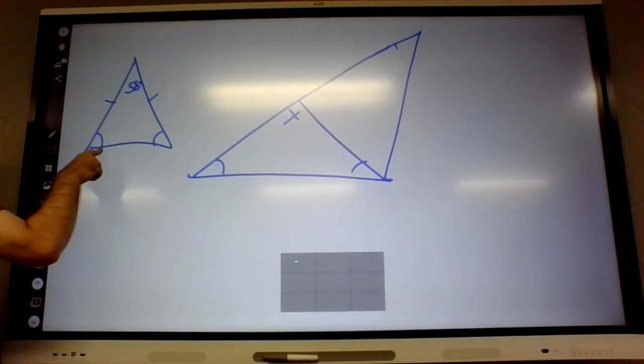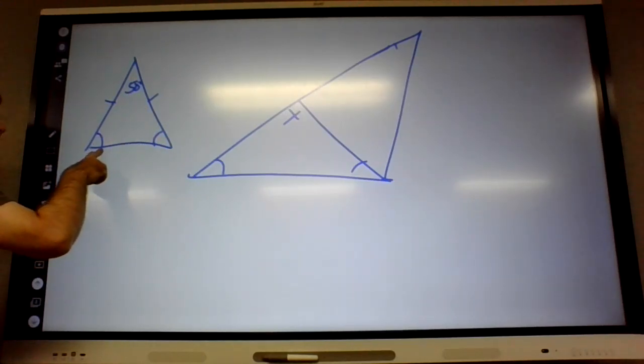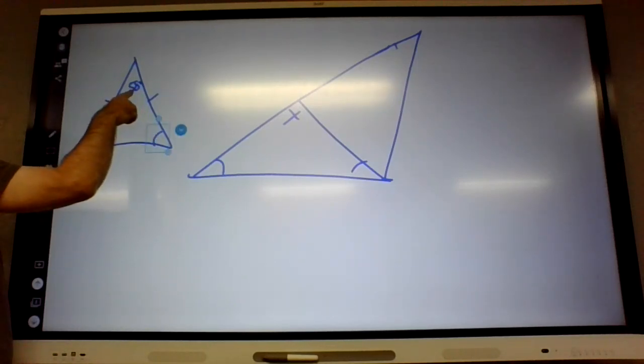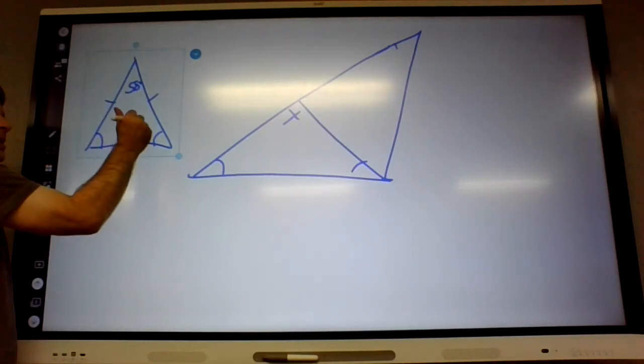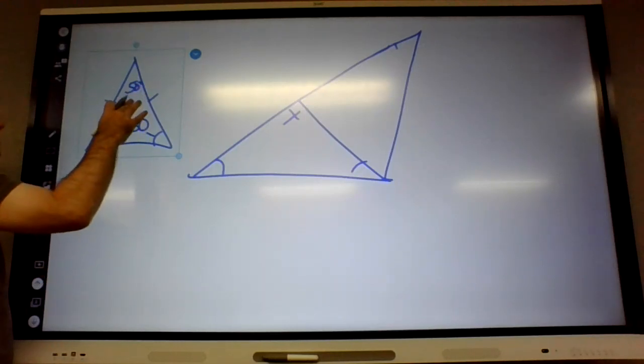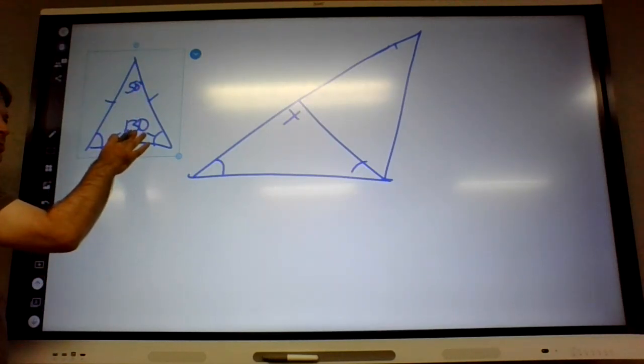You would do 180 minus 50, and then you would divide that by 2. Right. Well, these have to add up to 180. So if I do 180 take away 50, that leaves 130 for these two. So after you subtract this, you have to divide this by 2.